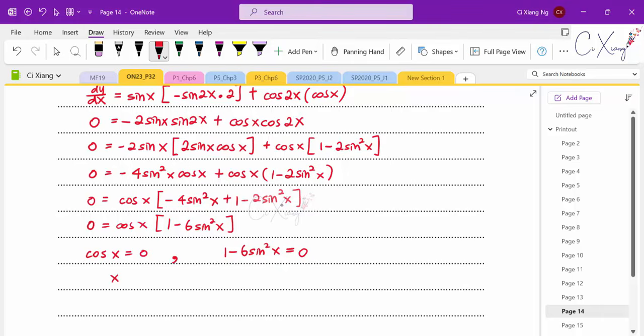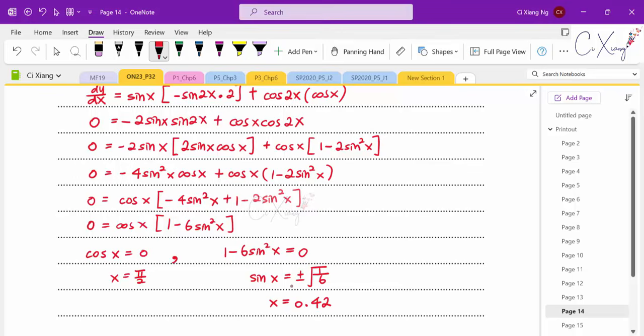Okay, so if you try to solve for the cos x, cos inverse 0 for x, you will get the value pi over 2. And then if you are looking for sine x and solve for it, right? So you're having sine x equals to plus minus square root 1 over 6. Trying to press the calculator for sine inverse positive square root 1 over 6, you'll get 0.42, correct to 2 decimal places.